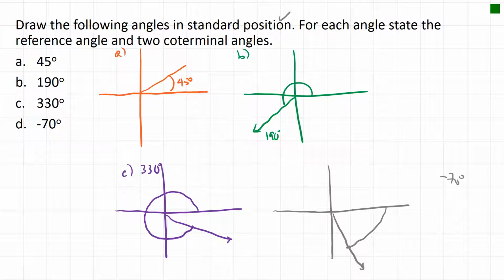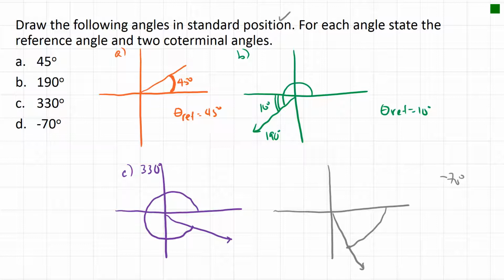Now for each angle, state the reference angle. So the reference angle in part A is the smallest angle with the x-axis, so the reference angle is 45 degrees. In the second example, it's this angle right here, which is with the x-axis, which is 10 degrees. So the reference angle is 10 degrees.